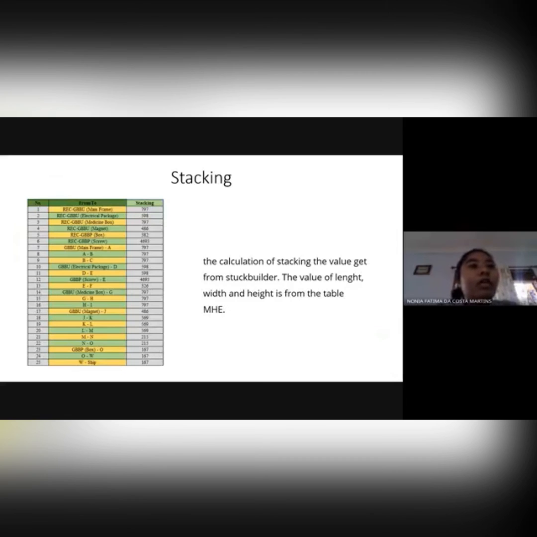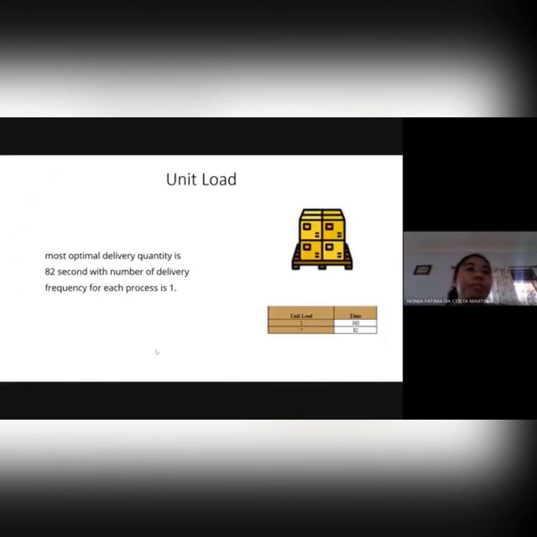So in stacking, the calculation of stacking, the value is obtained from Stack Builder. The values of length, width, and height are from the MHE table. Next. In unit load, the most optimal delivery quantity is 82 seconds, with a delivery frequency for each process of 1. The unit load is 1, time is 302, unit load 7, time is 182. Next.